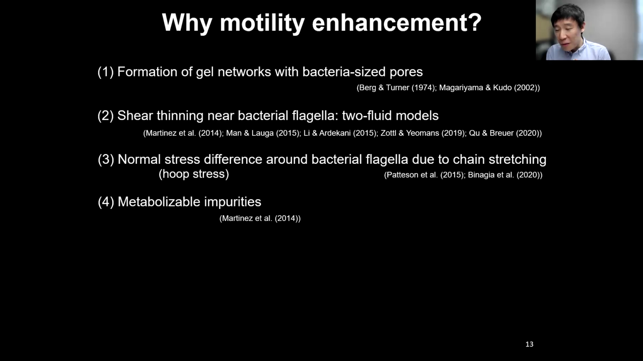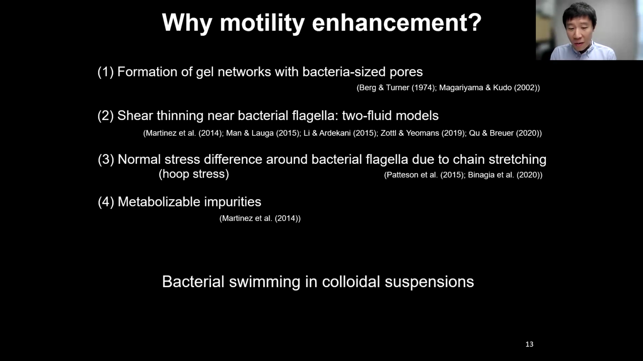Okay, so we go into the field. Of course, we don't want to go into the field and add a new theory here. Well, we start to look into a much simpler system. And then it turns out that this much simpler system actually helps us to understand why bacteria swim fast in polymer. I will talk about that.